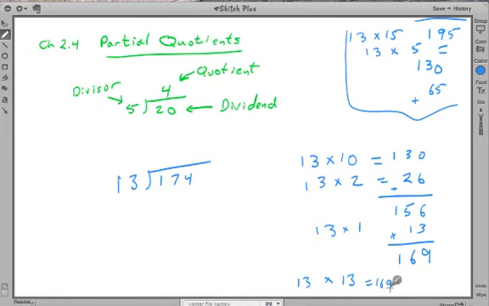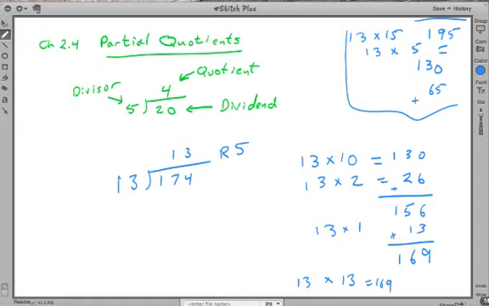169. So in long division, 13 goes into 174 13 times. Now we do have a remainder. There's a little bit left, whatever it is between 169 and 174. It happens to be 5. So we can do long division by using multiplication, and I think that that's something that they want you to understand, and I think it's a pretty cool concept.